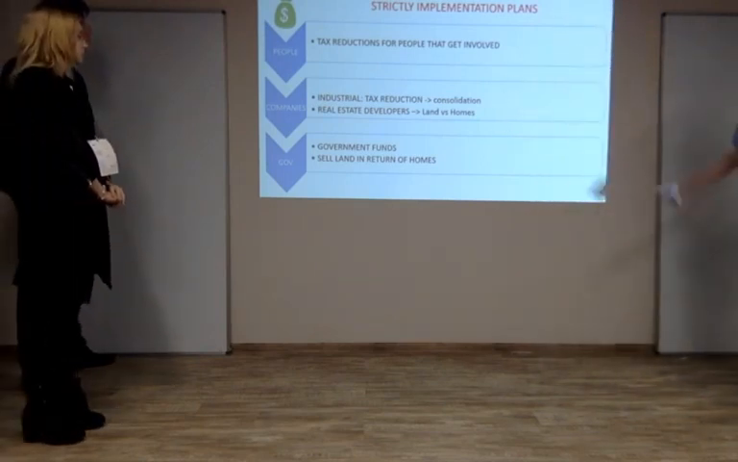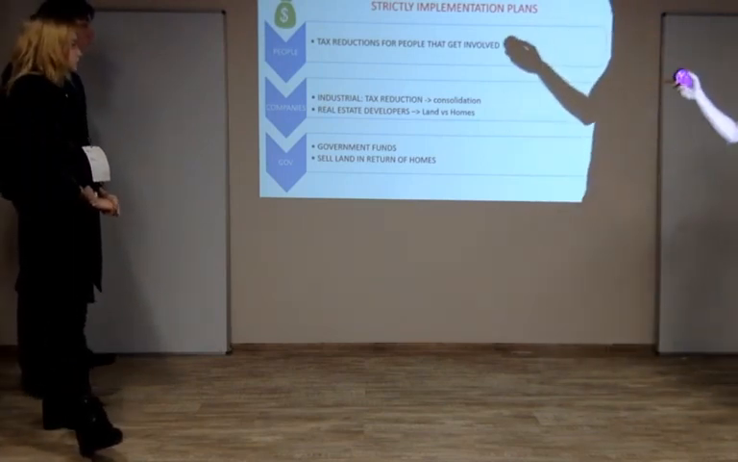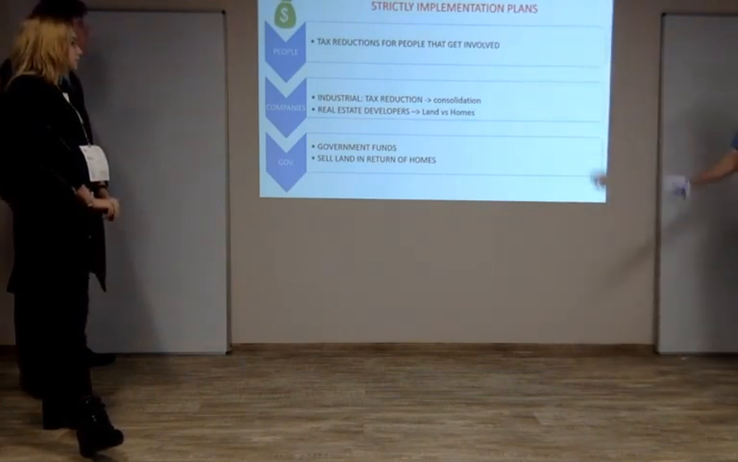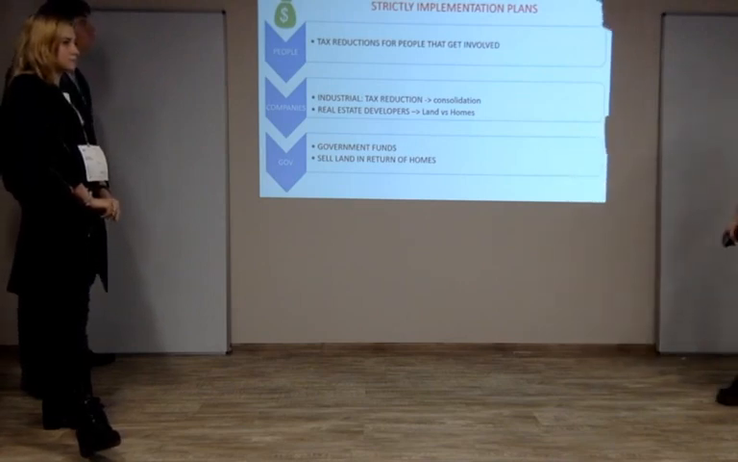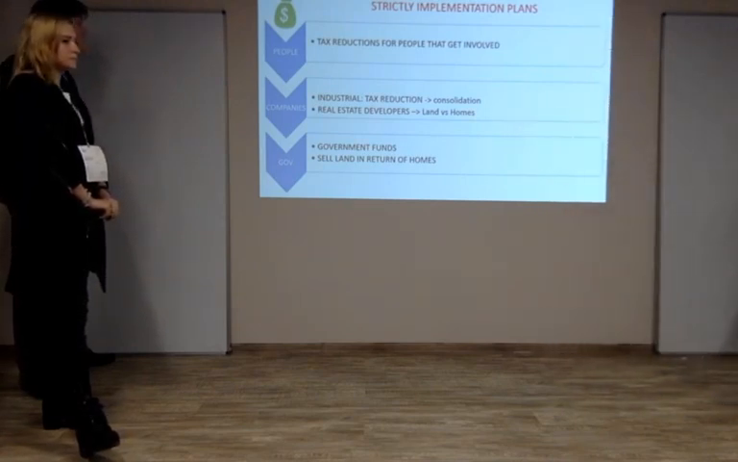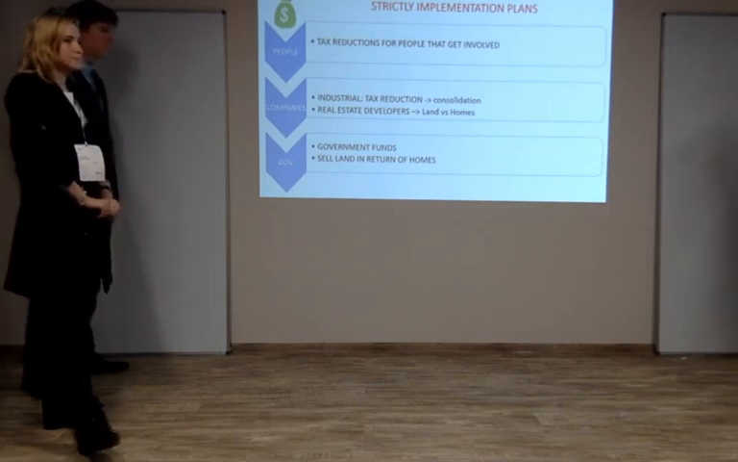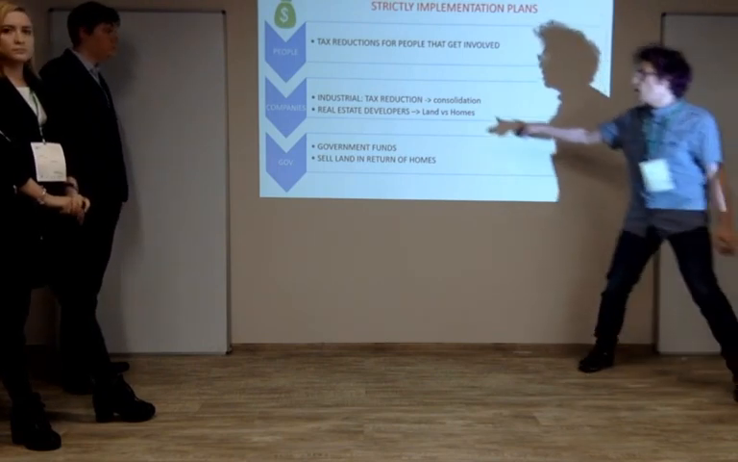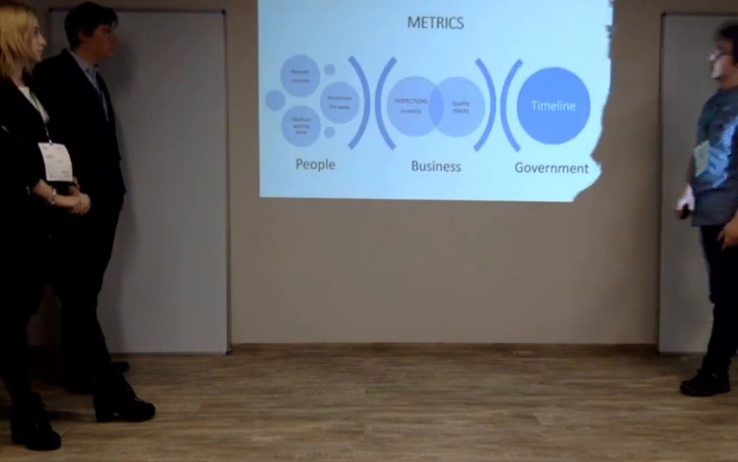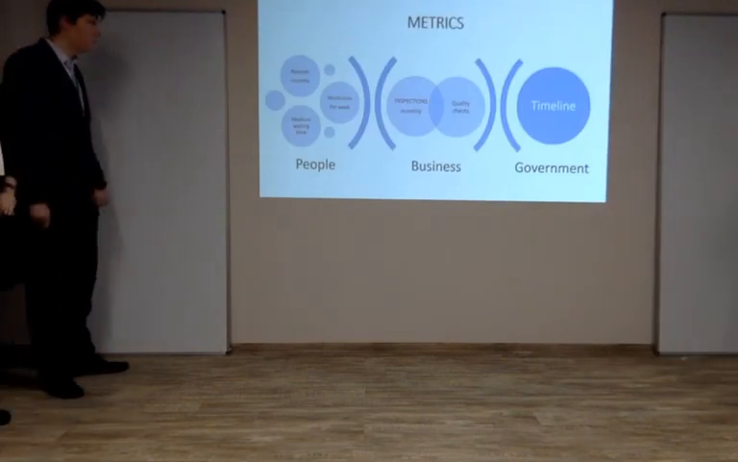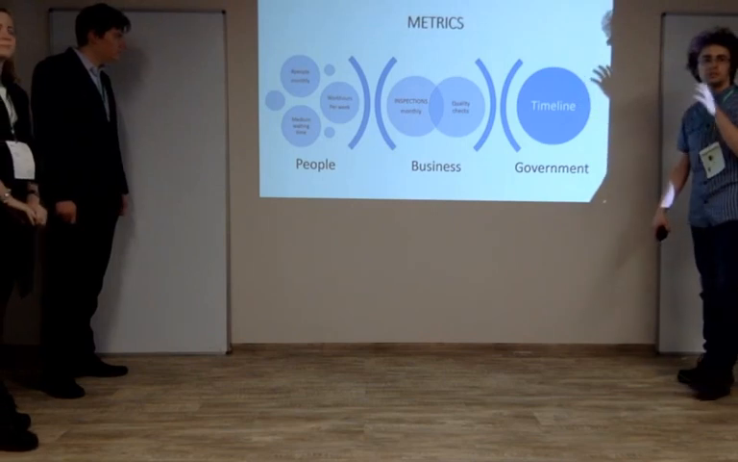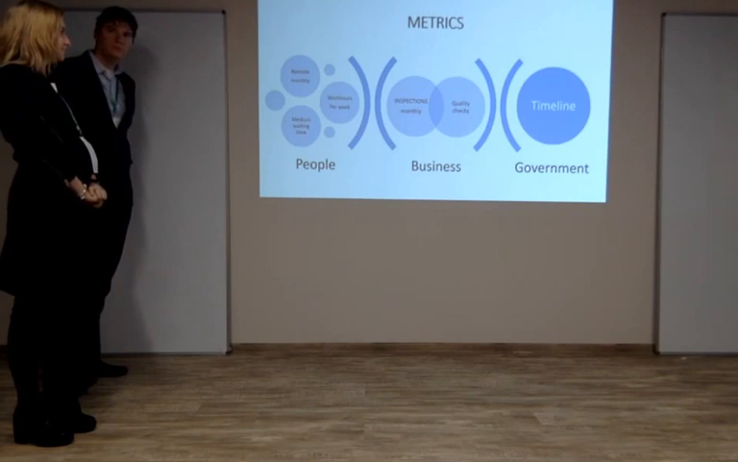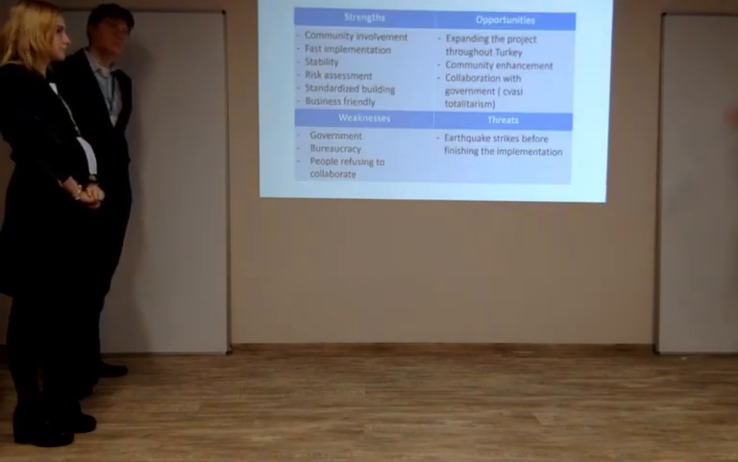We also reduce the taxes for the industry that consolidates our buildings, and we try to convince the government to give us funds in order to rehabilitate the infrastructure, the pipes, the gas pipes, the electric wires, and so on. And we also try to convince the government to sell land in return for more homes from the real estate developers. Also, we need metrics to see if we are effective. Every project needs metrics, so it's imperative to have these metrics in mind. In the end, we will tell you about our SWOT analysis.